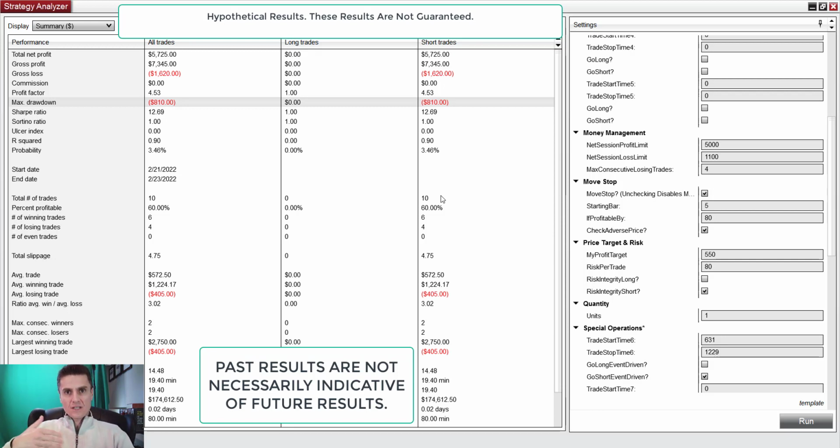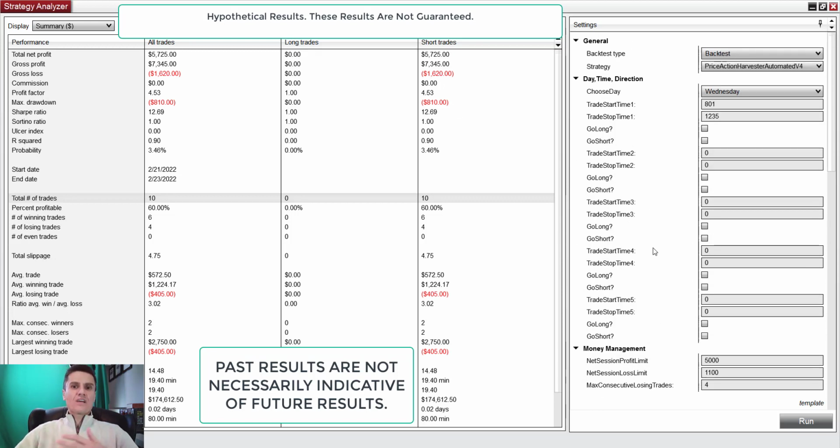So that's something that you want to talk to them about, right? I can't quote you those rates, but let's say your broker says it's $5 round trip, then you would multiply that by the total number of trades, 10 by 5, $50. You would subtract that $50 from $5,725. I hope that makes sense. Again, this was a hypothetical test.